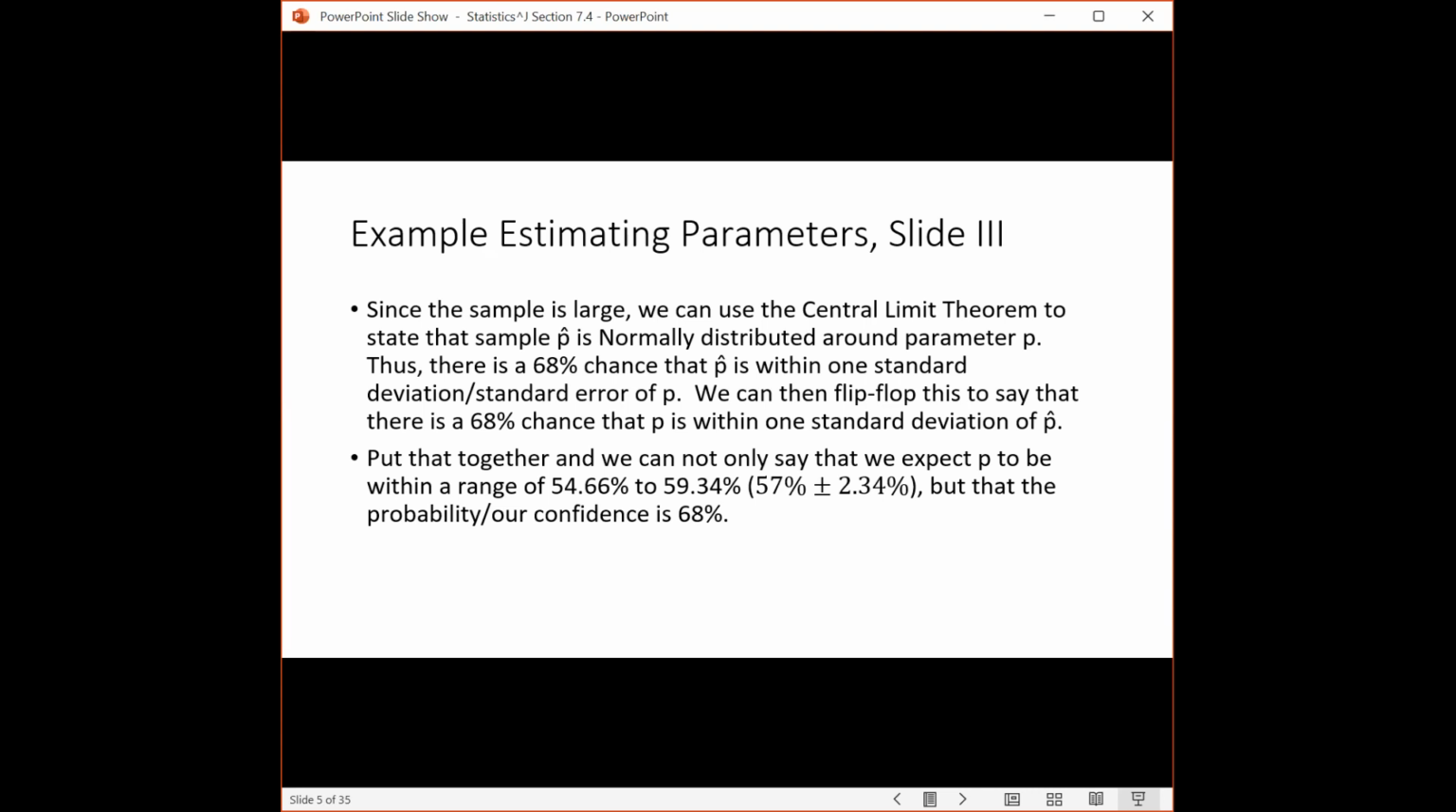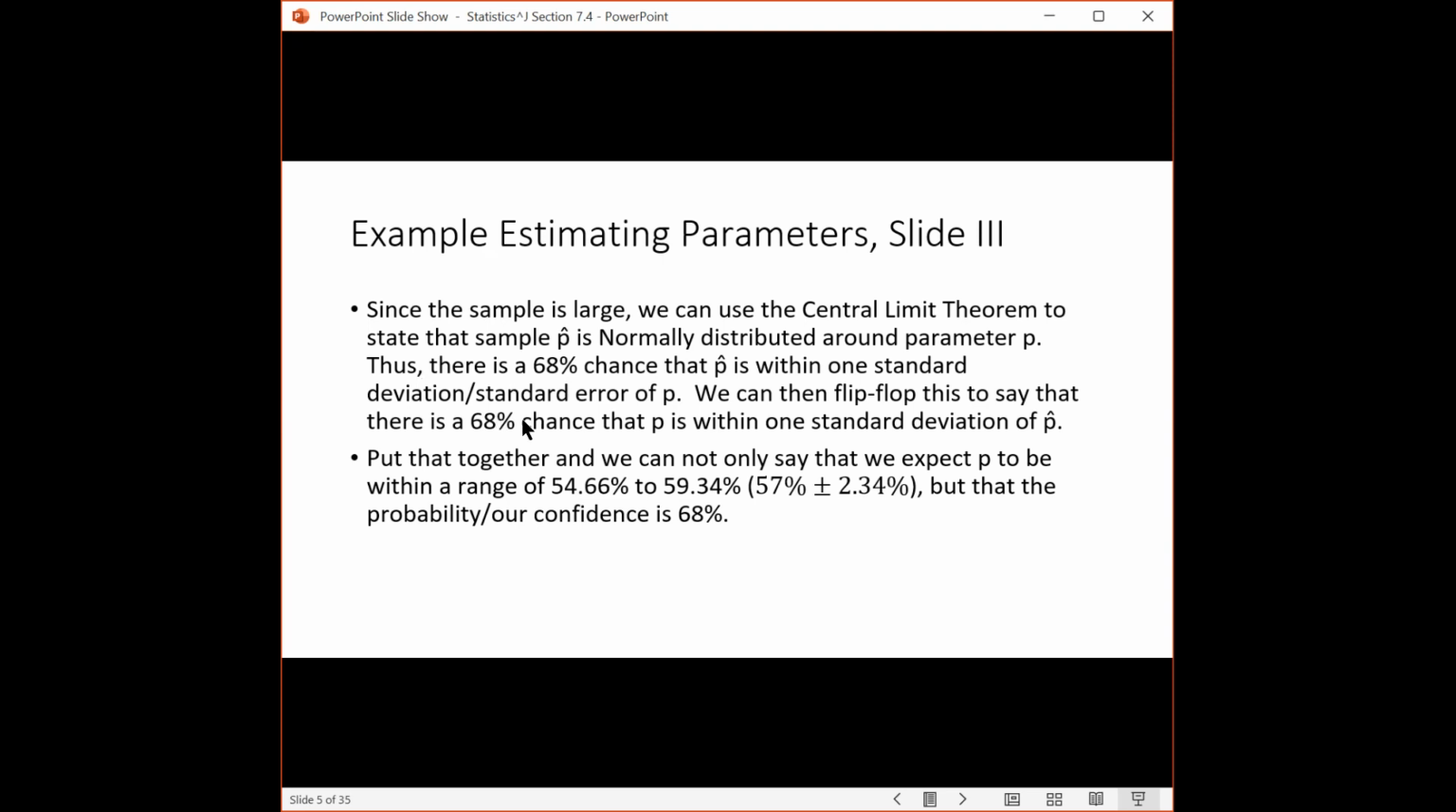We're not going to flip-flop that. And so if we can say that there's a 68% chance that p hat is within one standard deviation of p, then that means that there's also a 68% chance that p is within one standard deviation of p hat. Okay, what is the consequence of that?